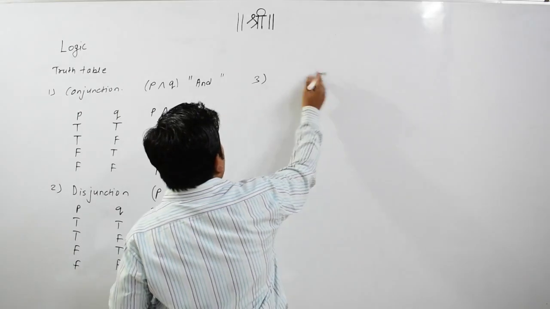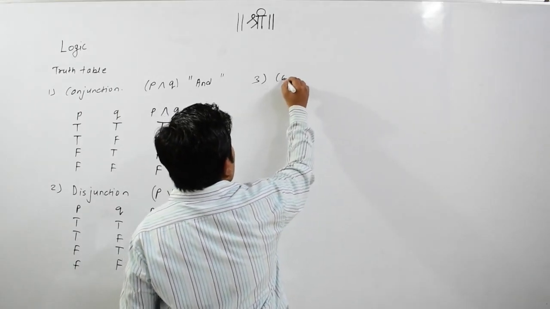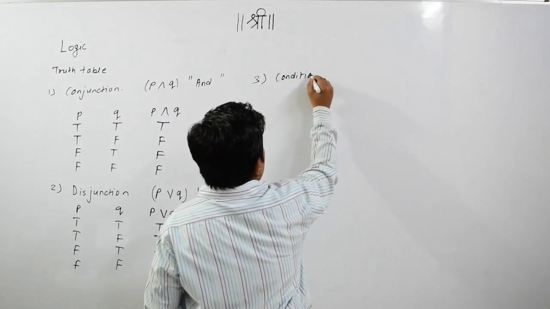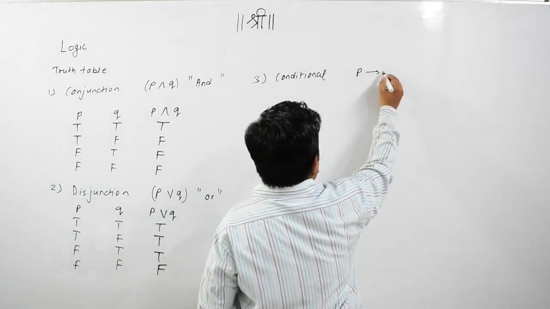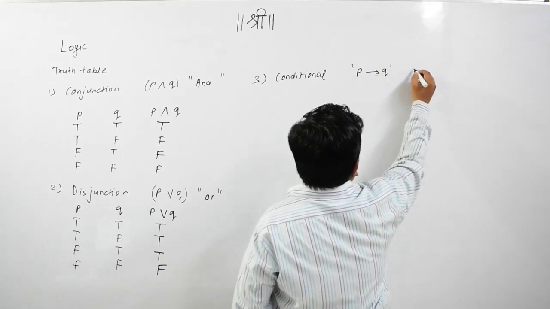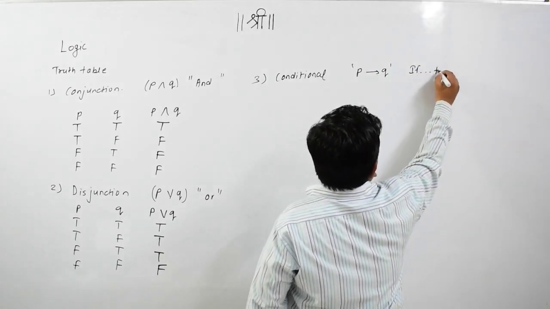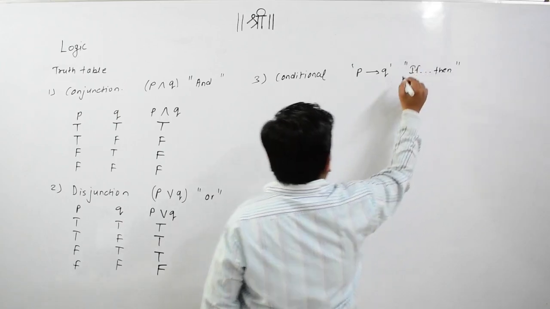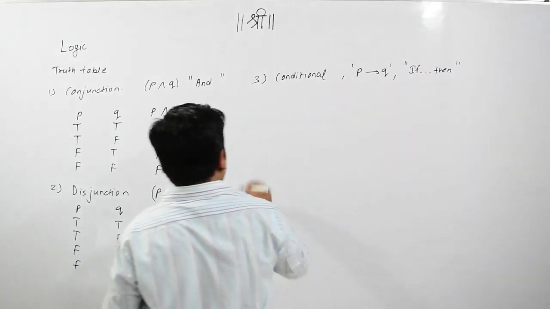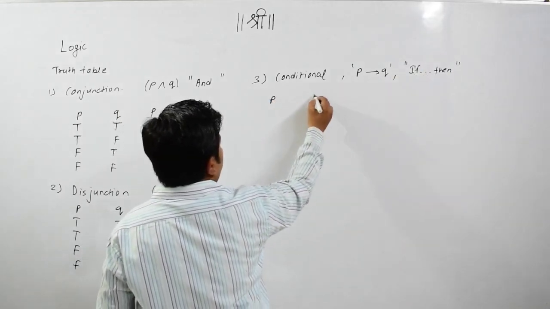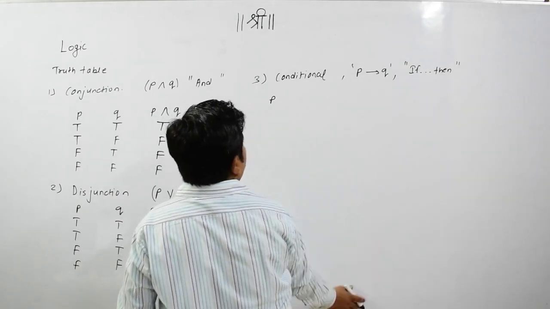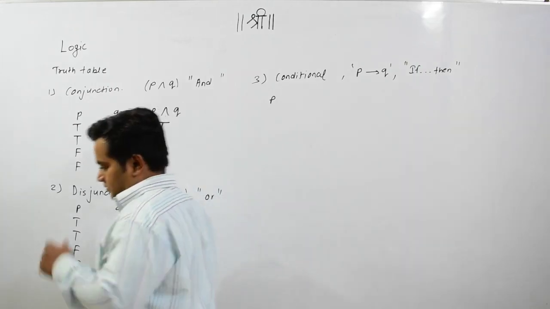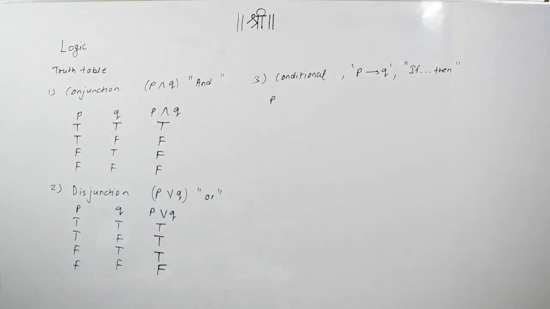So I would like to write it first. What does conditional mean? P implies Q, and this is nothing but if-then. I am representing it like this, but you can have your own terms. Make a chart of this and put it on your wall or wherever you want. This will be useful.